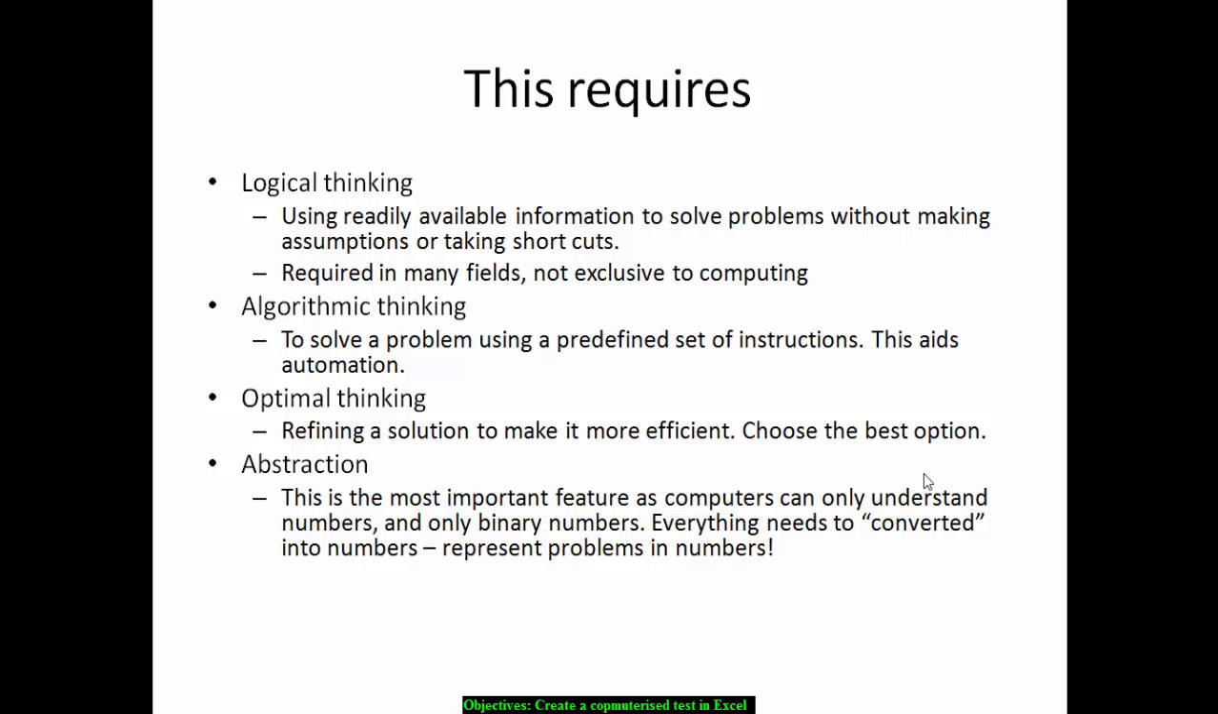Above all, you need to think abstractively. Abstraction is the foundation of computational thinking, because a computer can only understand numbers, specifically binary numbers, zeros and ones. So everything you want the computer to do has to be converted into numbers. Therefore, abstraction is one. Algorithmic thinking is two. And then on top of that, on every part of them, you need to have logical thinking and optimal thinking. So those are the basic features involved in computational thinking.